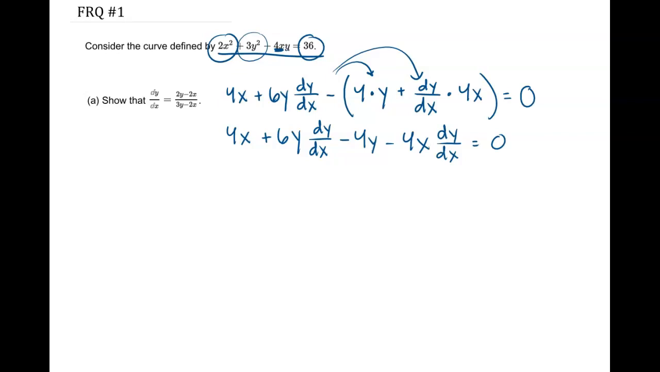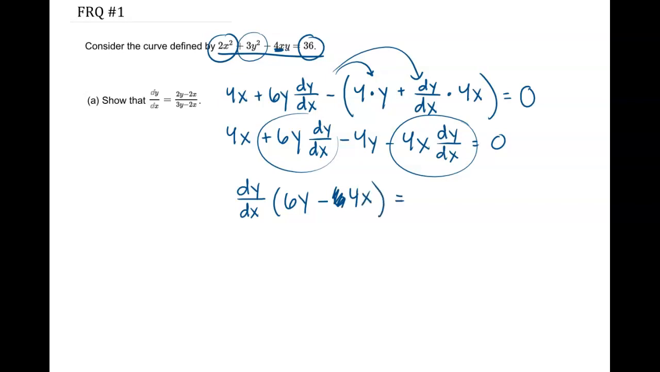Now let's keep all of the dy/dx's on this side. So if we pull out the dy/dx, we have dy/dx times 6y minus 4x, oops, that's not a 4, that's a 6, equals, and then if I add 4y to the right and subtract 4x from the right, here's what we have. And then if we solve for dy/dx, we end up with 4y minus 4x over 6y minus 4x.